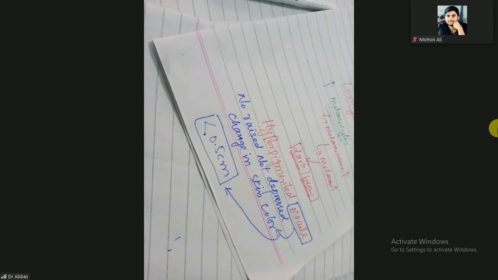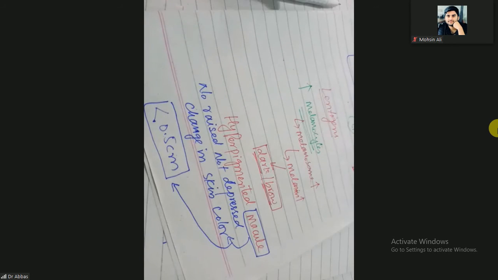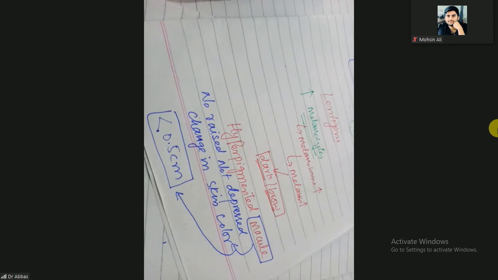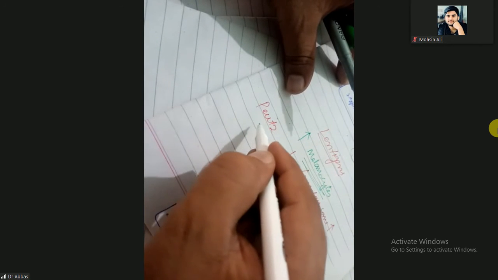Clear? So that is lentigines. There is a syndrome associated with lentigines, and that syndrome is Peutz-Jeghers syndrome.